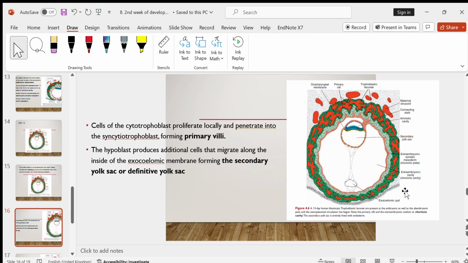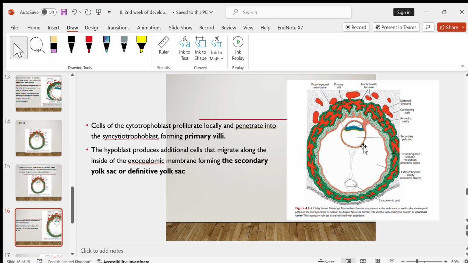Next, as I've told you in the previous slides, this cytotrophoblastic layer has mitotic activity going on. So these dirty green layers, this is the cytotrophoblast. It starts dividing and penetrating the syncytiotrophoblast, which is this dark green structure. So this cytotrophoblast, surrounded by a single layer of syncytiotrophoblast, starts penetrating inside, and this structure is called the primary villi.